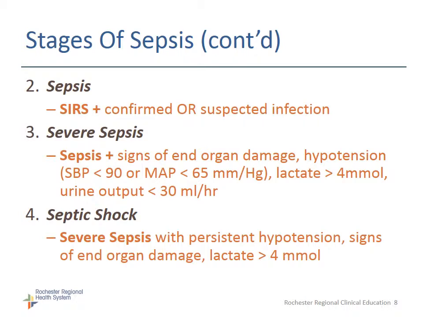The second stage after SIRS is sepsis, which is defined as SIRS and a confirmed or suspected infection. Third stage is severe sepsis, which is defined as sepsis and signs of end organ damage, hypotension, a lactate greater than 4, and urine output less than 30 mLs per hour. The last stage is septic shock, which is severe sepsis with persistent hypotension. These are patients that you're constantly giving fluids and they still have a low blood pressure, and signs of end organ damage and a lactate greater than 4.